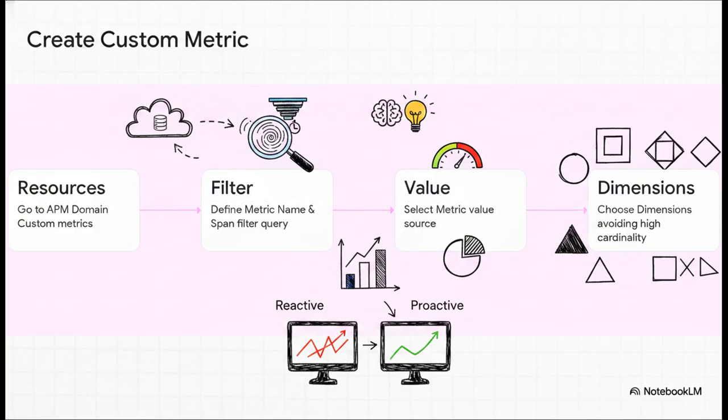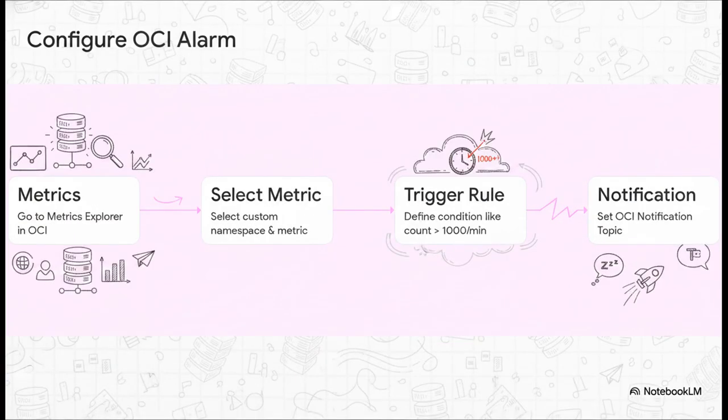Keep it focused. And here's the ultimate payoff for IT ops. Once that custom metric is flowing, you jump over to the Metrics Explorer in OCI. You grab your custom namespace, and you set a trigger rule. Let's say if the count of slow pages spikes over 1,000 in a single minute, boom, trigger an alarm. You route that alarm straight to an OCI notification topic that's plugged into your team's Slack or PagerDuty. Now your team gets pinged the exact second Fusion performance starts to tank. You can investigate and resolve it before a single user even has time to draft a support ticket.